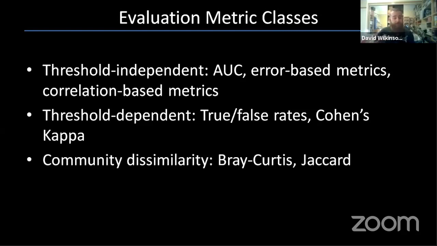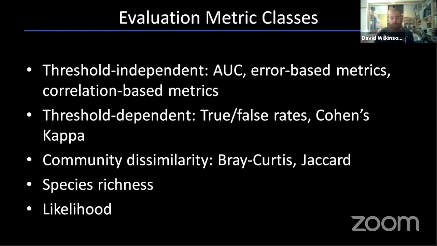We can use community dissimilarity metrics like Bray-Curtis dissimilarity or Jaccard's index, which evaluate how close our predicted community assemblage at a site is from what's actually there. We can look at species richness, and we can evaluate that regardless of whether we've predicted the correct species at a site: have we correctly predicted the right number of species? And then we've got some likelihood metrics, which are assessing our model fit.